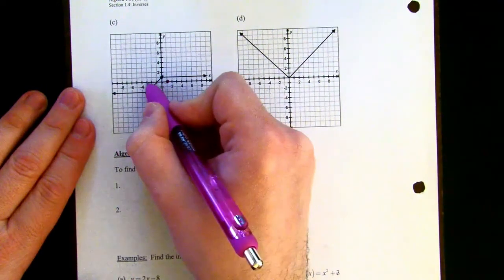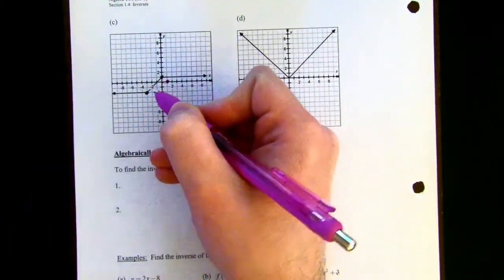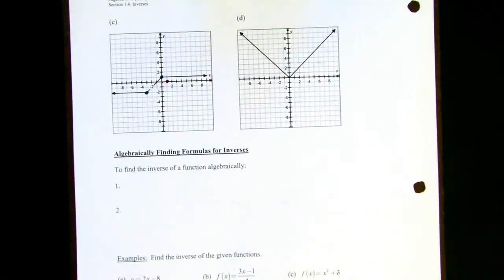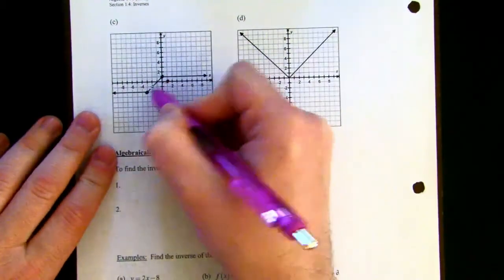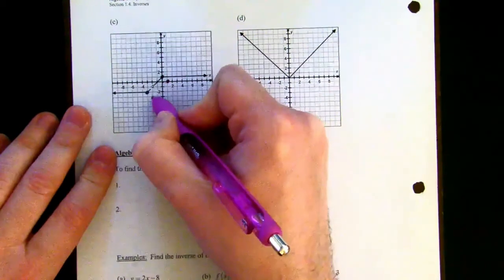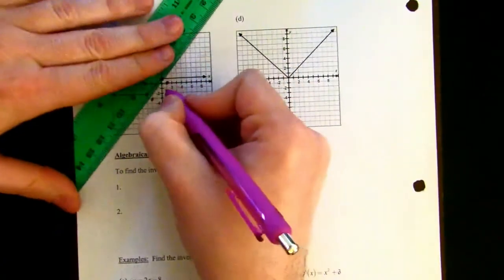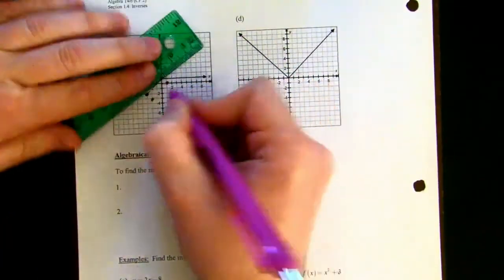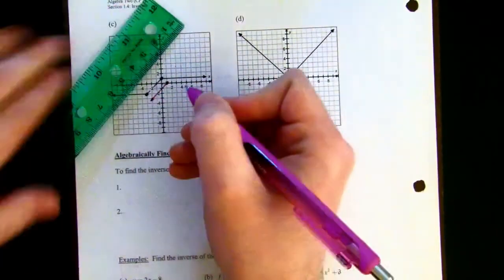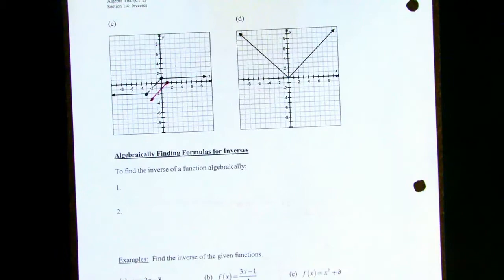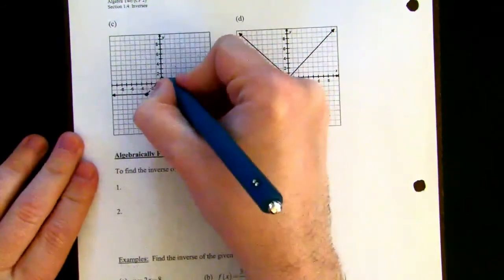Okay, negative 3, negative 2 is on the original, so what's on the inverse? Negative 3, negative 2, so negative 2, negative 3. And I think I'm going to end up connecting those, so let me connect those points. I feel like I need a little bit more, though, to help me figure out how the rest of this is going to work. Well, let's see.